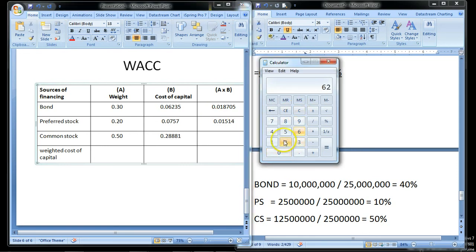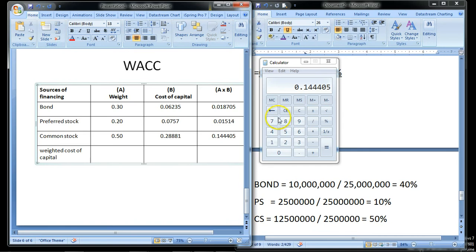Okay, hold on. Now I just want to check back the first answer. 0.06235 times 0.3. Correct, you get the answer. Okay, now we go to the next one, common stock. 0.5 times 0.28881. And you will get 0.144405. Clear?